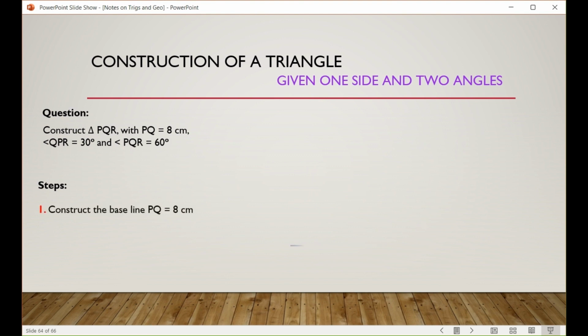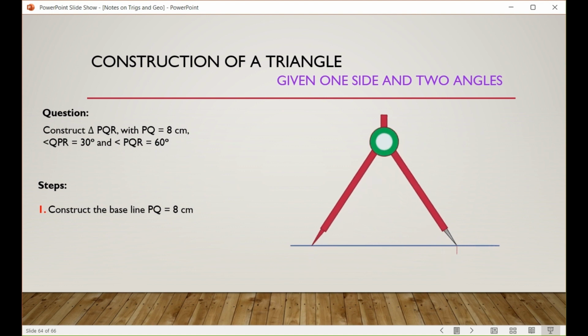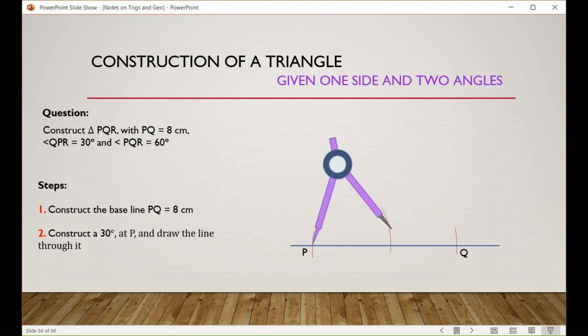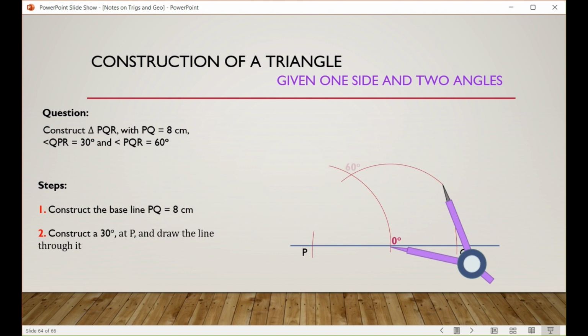So let's construct our baseline as usual. And when we do such, we'll be able to get our baseline, our one side that was given. And this should be following what happens in our mini sketch that we did. We now have to look at what next after this PQ, which angle we're going to make. So we could start at either one. Let's look at the angle at P, which is 30 degrees. So we need to make a 30 degrees. How do we do that? We make our main arc at 0, and that's 60, and we use 0 and 60 and bisect it. So we're drawing a line through it. So that is 30 degrees.